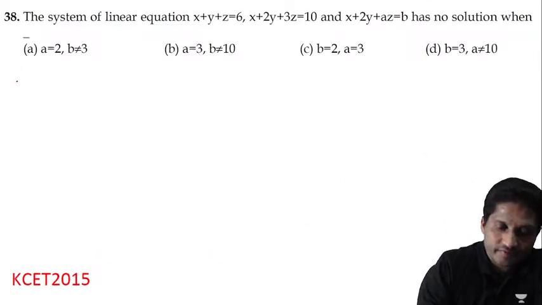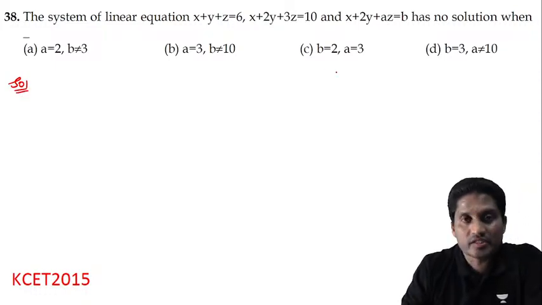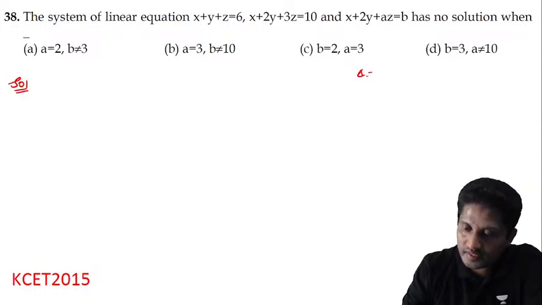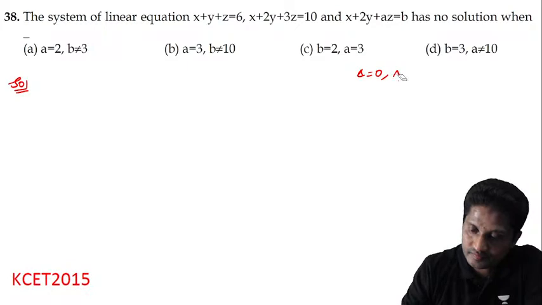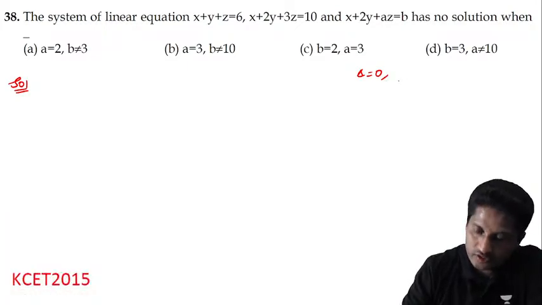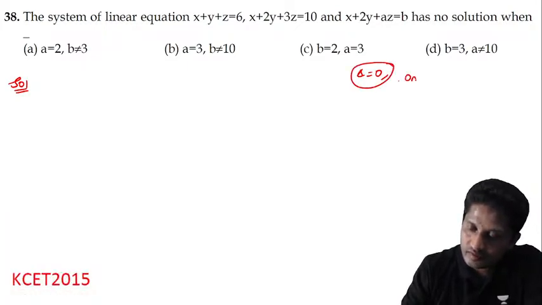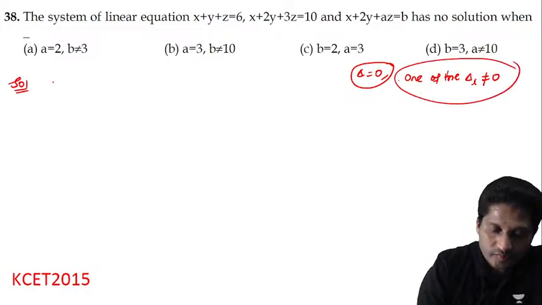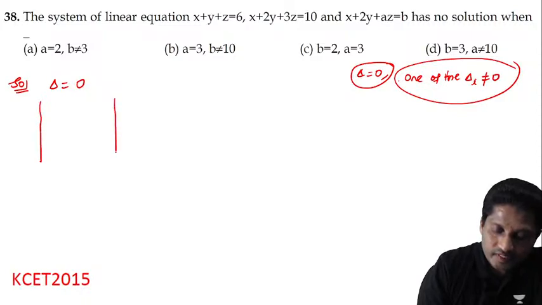The system of equations has no solution. See, whenever it is no solution, delta should be 0, and one of the delta i's should not be equal to 0. Delta should be 0. One of the delta i should not be equal to 0. Then you say no solution. Suppose delta, no solution means delta 0, right? Determinant equal to 0.